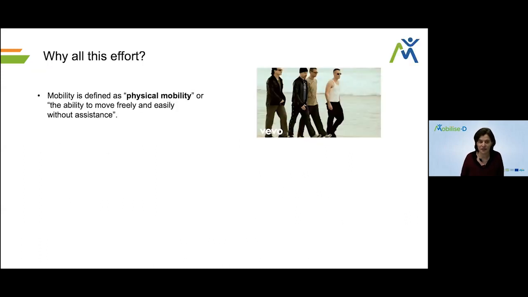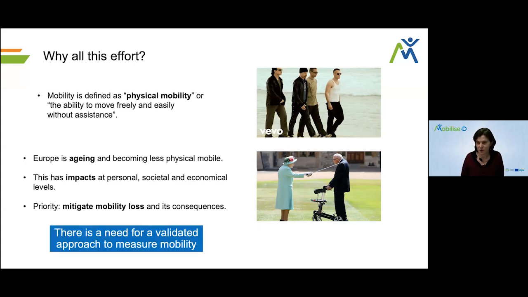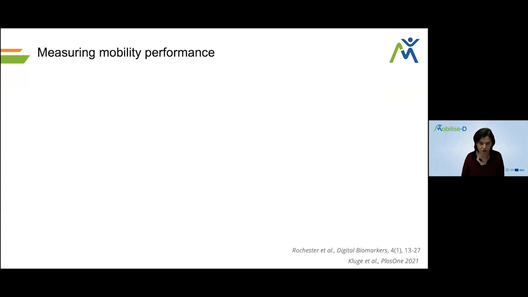We all know why we're here. So mobility is one of the issues of our aging society. By mobility, what we mean is physical mobility, so the ability to move freely and easily without assistance. And of course, the problem that we have during aging society is that it is associated with the loss of this ability. And mitigating mobility loss and its consequences is a priority for our society. And the problem that we have is that what we need is really a validated approach to measure mobility. And this is where Mobilise-D is trying to bring its contribution.